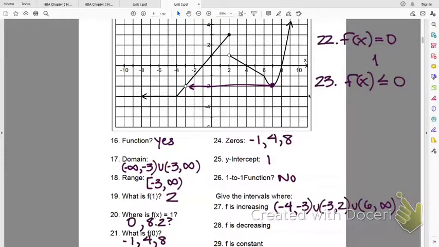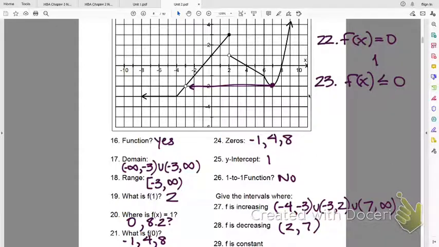Real quick to talk about the increasing interval. It is increasing on that section from negative 4 up to 2, but you can't actually say that it's increasing at negative 3 because there's nothing there. So we skipped over negative 3, continued out to 2, and then we skipped and started, that's a 7, not a 6, excuse me. That's an x value of 7, continuing out to infinity. So then the decreasing interval is just that middle section there that would start at 2 and go to 7.